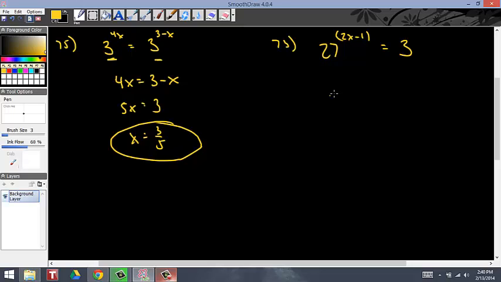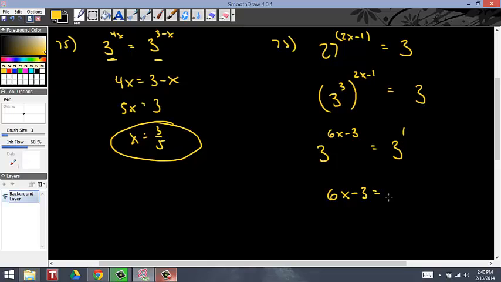3. So does it make sense, Jake, that I say (3 to the 3rd) to the 2x minus 1 equals 3? So now, what do I do when I have an exponent raised to an exponent? What happens to those exponents? Zoe, multiply them. So I got 3 to the 6x minus 3 equals 3. And 3 is really 3 to the what power? First. So, does it make sense that 6x minus 3 equals 1? Yeah? 6x equals 4, x equals 2/3.